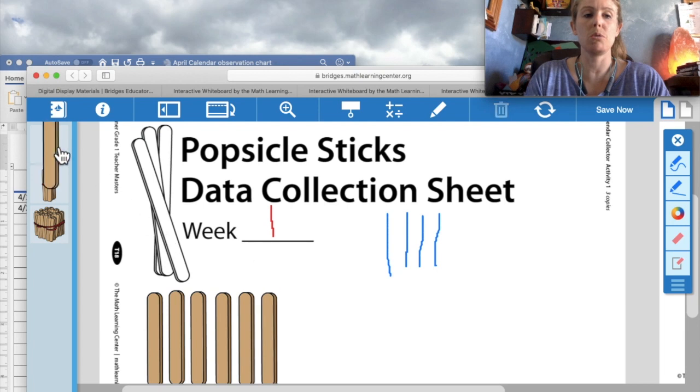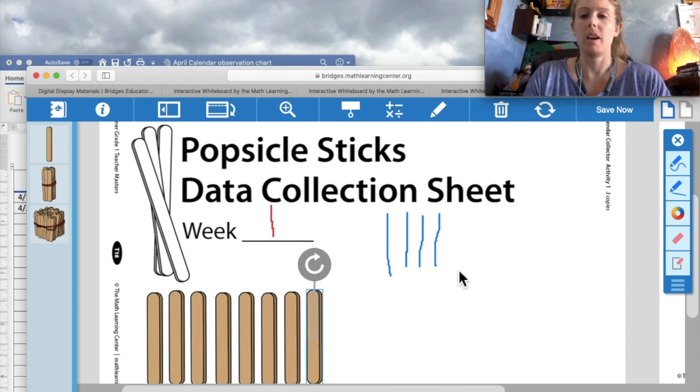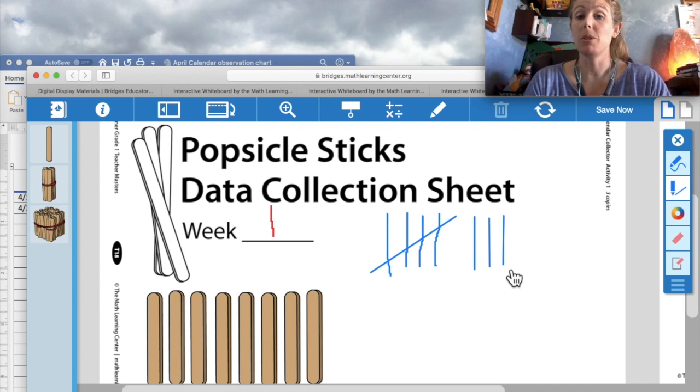There's 2, 3, 4, and here we have our tally marks. Let's get our line. And we already have 4. To add one more, remember 5, we always close the door. There's 1, 2, 3, 4. How many popsicle sticks have we collected for this week?